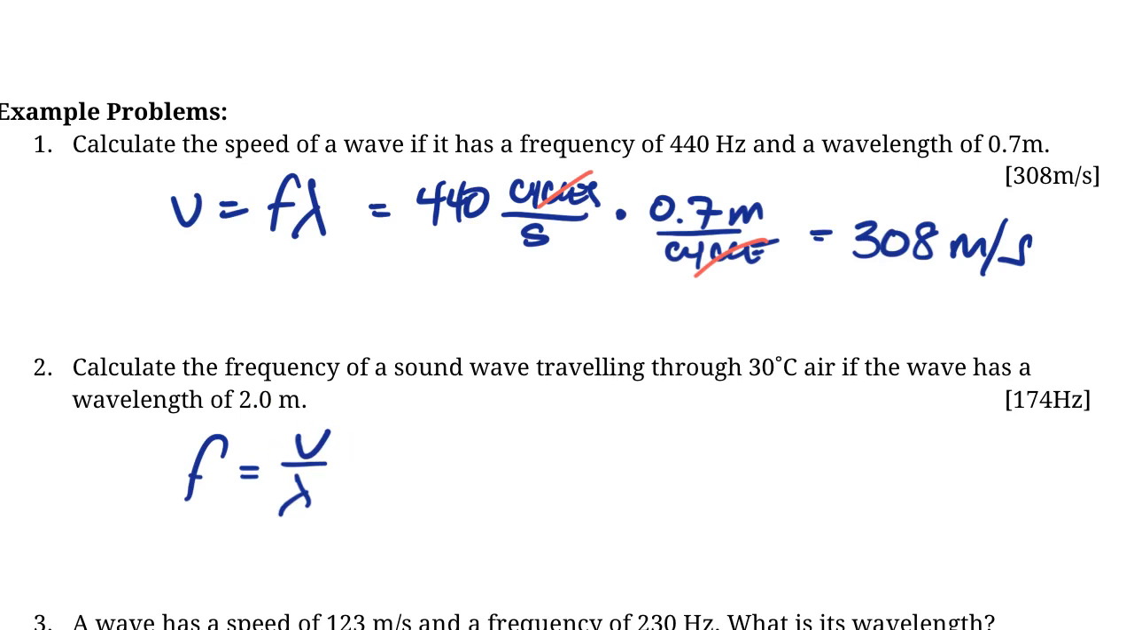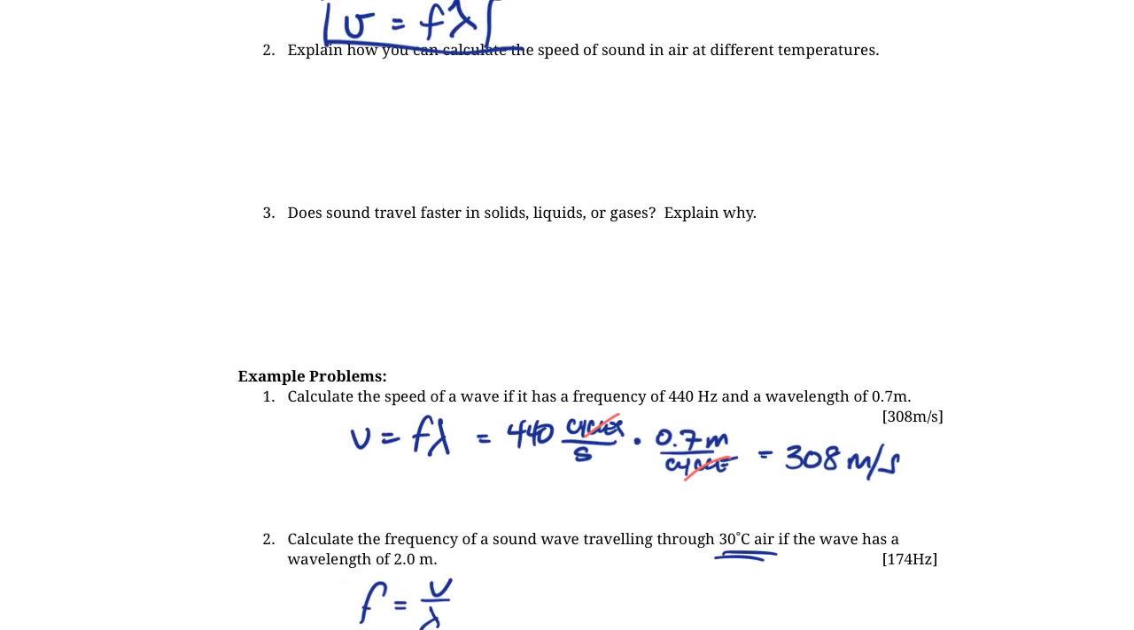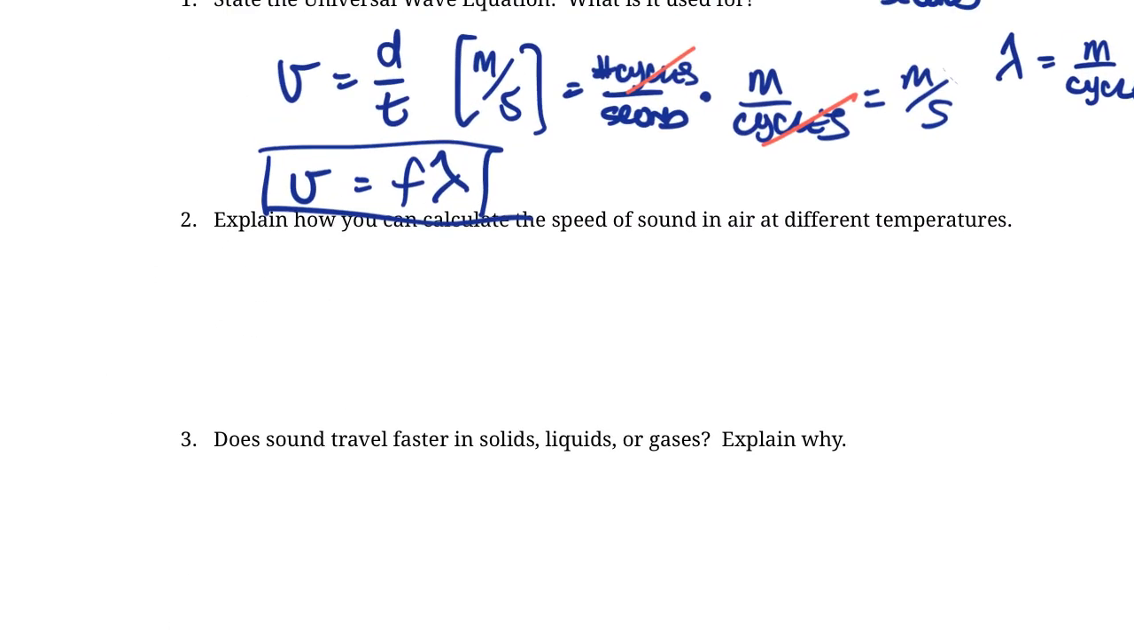The key here is that it tells us it's in 30 degrees Celsius air. And the thing about air is that sound travels pretty predictably in air. If we know the temperature of the air, we can calculate how fast sound will travel. So going back up to the top, we have a space for this. Question 2 is, explain how you can calculate the speed of sound in air at different temperatures.